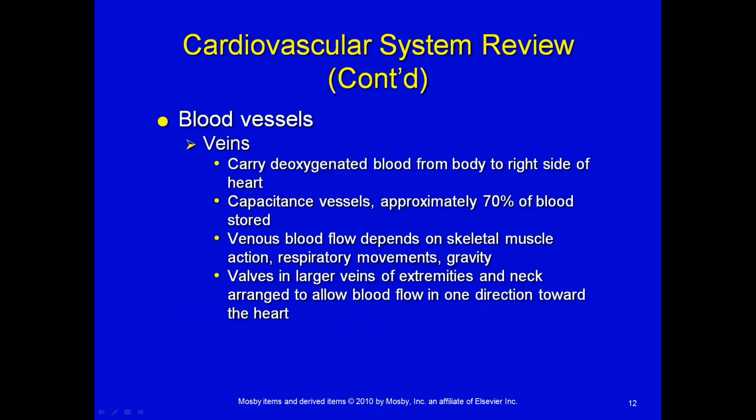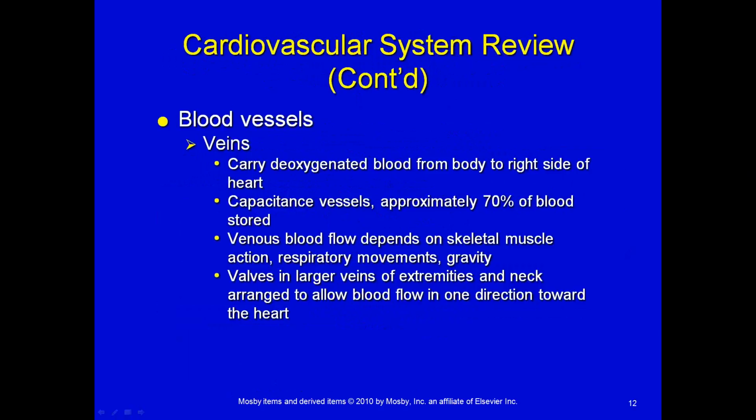Veins carry deoxygenated blood from the body to the right side of the heart, as we've already mentioned. And these are called capacitance vessels because about 70% of your blood is stored in your veins and only 30% in the other side of the system. Venous blood flow depends on skeletal muscle action, respiratory movements, and gravity. Venous vessels do not constrict and dilate.